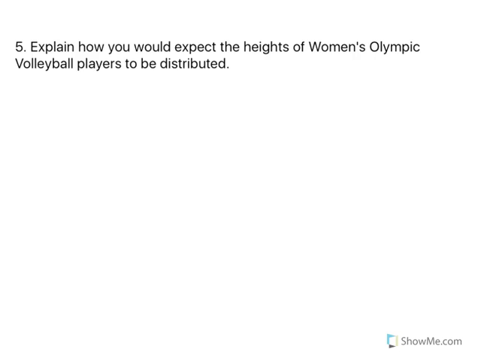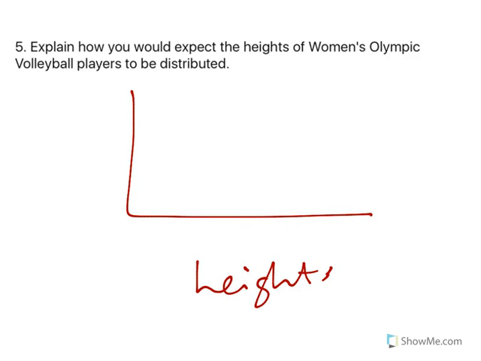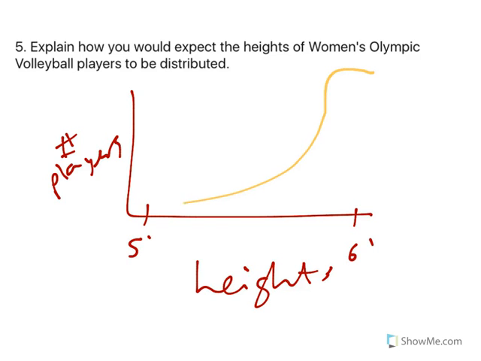And number 5, explain how you would expect the heights of women Olympic volleyball players to be distributed. Well, if you think about this, we'll put heights on the bottom, and we'll put the number of players with those heights on the side. If we put 5 foot over here and 6 foot over here, when I think of the Olympic volleyball team, they're all like 6', 6'4", 6'3". You might have the libero who's 5'6", but there's just not very many, right? There's a bunch of 6-footers, and then you have a couple of 5'6" players.